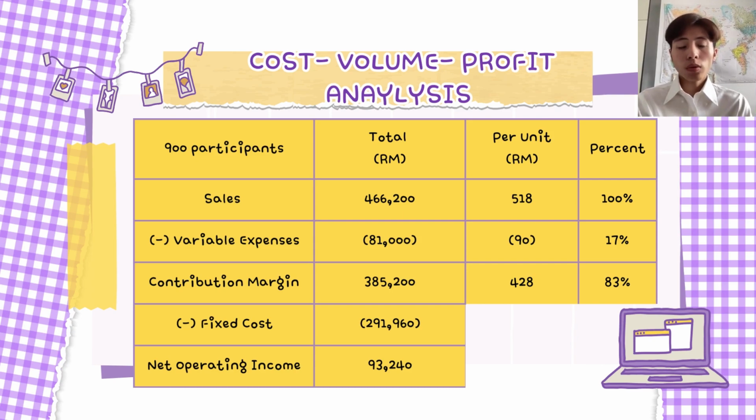Next, we move on to the fixed cost for 900 participants, consisting of advertisement of courses, facilitators, venue, and rental of audio equipment, amounting to 291,960, and we will get the net operating income of 93,240. Next, we can plot the CVP graph by using the break-even point and the calculation we have done on this slide. So moving on to the next slide.